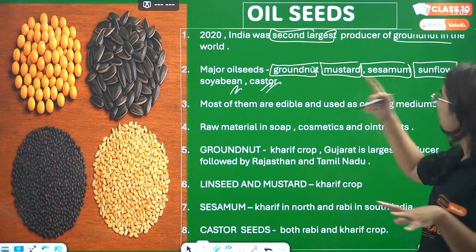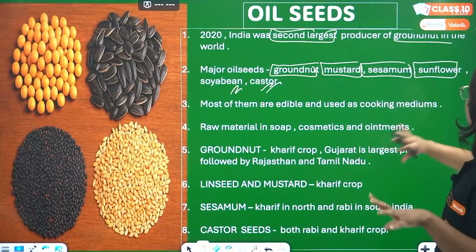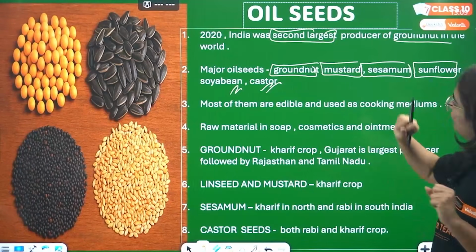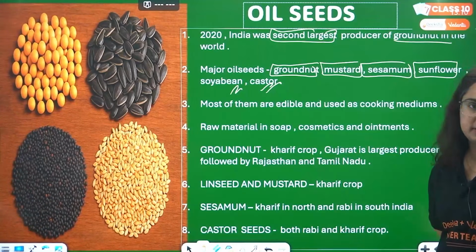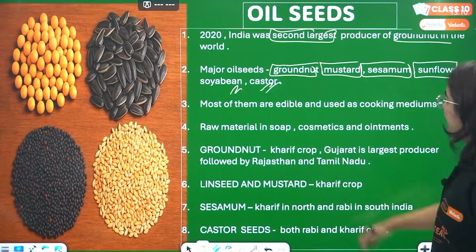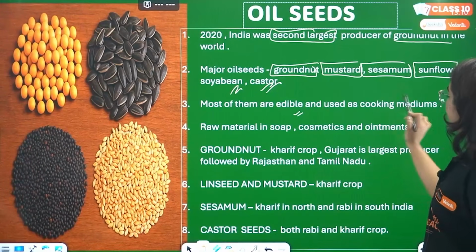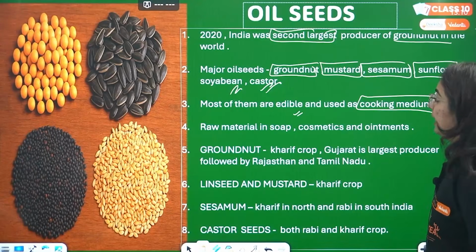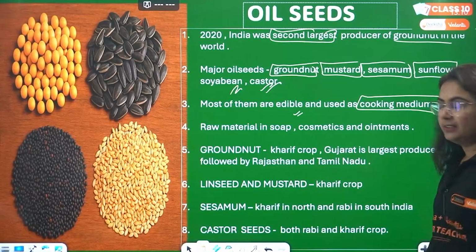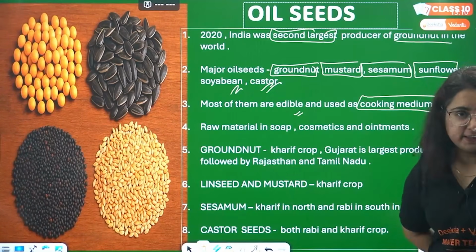Again: groundnut, mustard, sesame, sunflower, soya bean and castor. Most of them are edible, and hence we use them as a cooking medium, to garnish the vegetable with a lot of oil and then regret later.